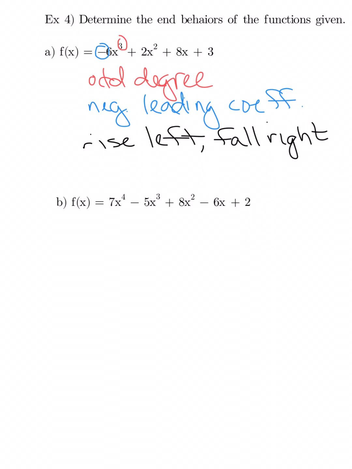For this example, check and make sure that it is written in descending order, and it is. But be careful, every once in a while they will try to trick you a little bit and put the terms in a mixed up order. So our degree comes from our first term, and it's 4, which is an even number. So we have an even degree.